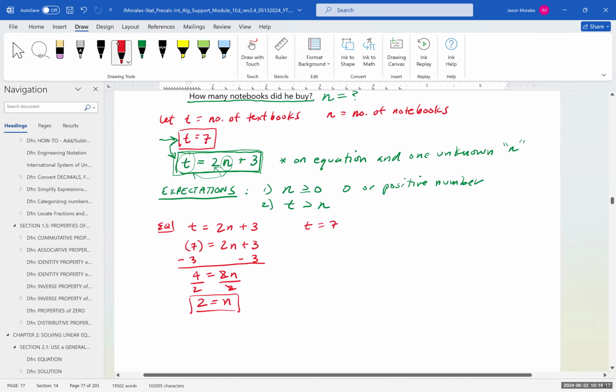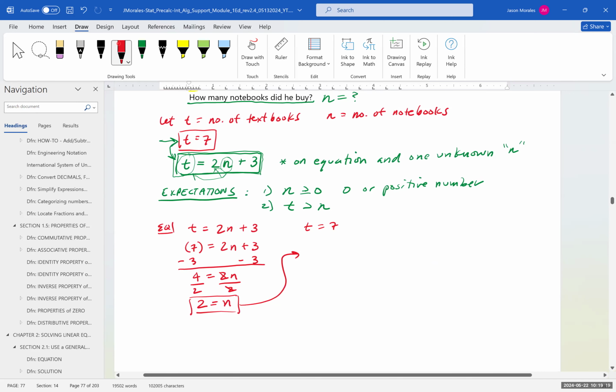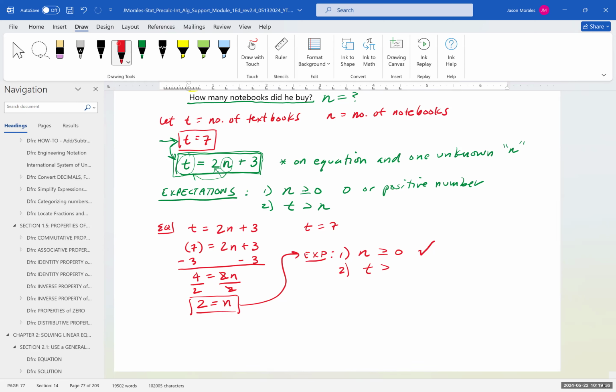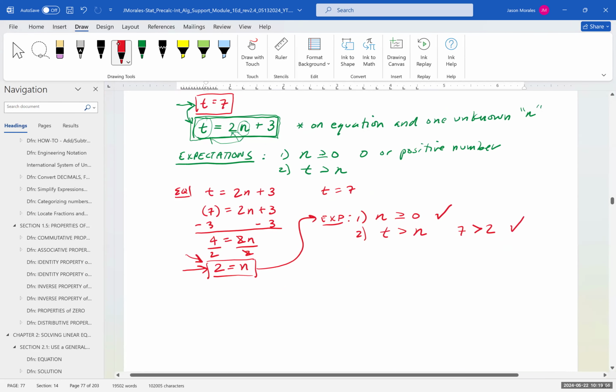So let's check our solution of N equals 2 compared to our expectations. So our first expectation, that N is greater than or equal to 0. Check off there. And the other expectation, that the number of textbooks is greater than the number of notebooks. Well, the number of textbooks was 7. And is 7 greater than 2? Sure is. Okay. So, I have some reasons to feel confident about this answer because it's fitting our expectations.